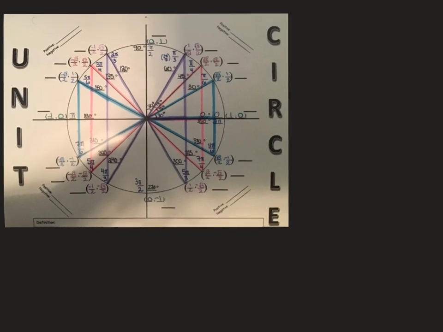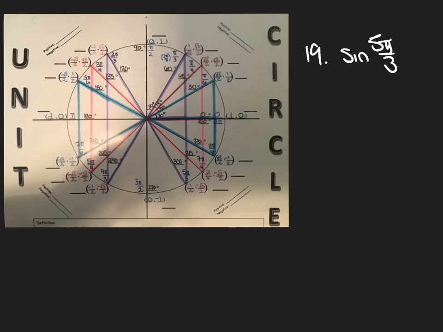Let's see, we left off with number 17. Let's do number 19. 19 says we have sine of 5 pi over 3. So back to an easier question, because 5 pi over 3 is on my circle. It's right there. So I went down to this line.